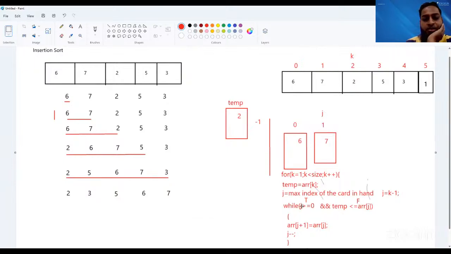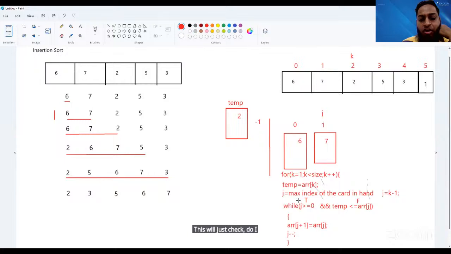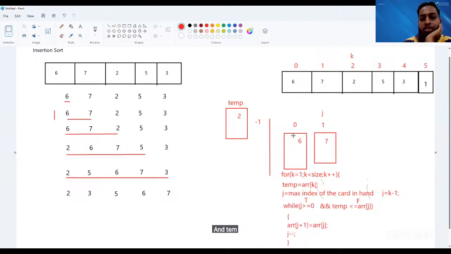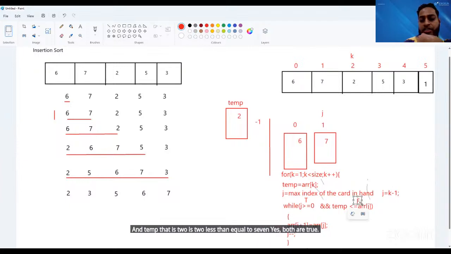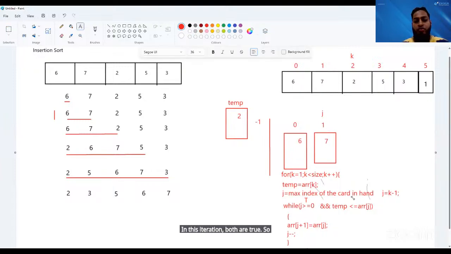Now let's compare. Is J greater than or equal to 0? That is true. This will just check, do I have more cards in the hand or not? So is J greater than or equal to 0? True, yes. And temp, that is 2. Is 2 less than or equal to 7? Yes, both are true in this iteration. So true and true will become true, and it will go inside the while loop.